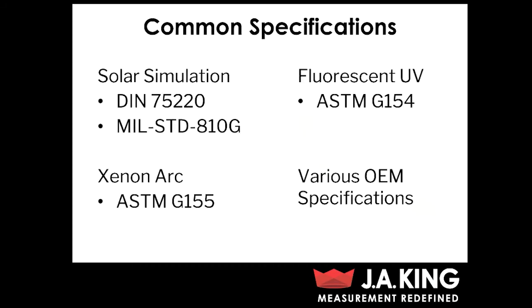So next I want to talk about some of the common specifications that we run into for solar testing. For true full spectrum solar simulation using those metal halide lamps that we talked about, there's a couple that we run into, one of which being DIN 75220. This specification is geared mostly towards automotive components, both exterior and interior components. And for interior, it actually does specify the use of the solar boxes as well.